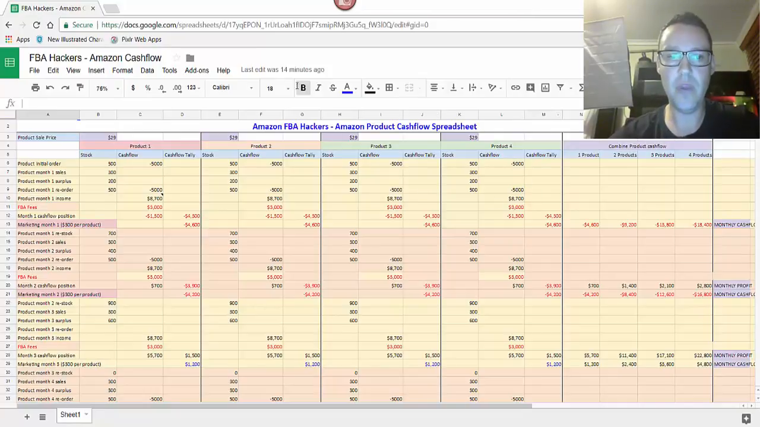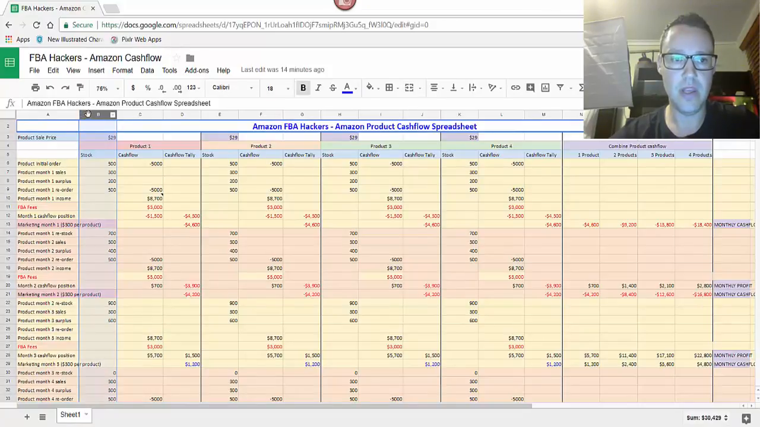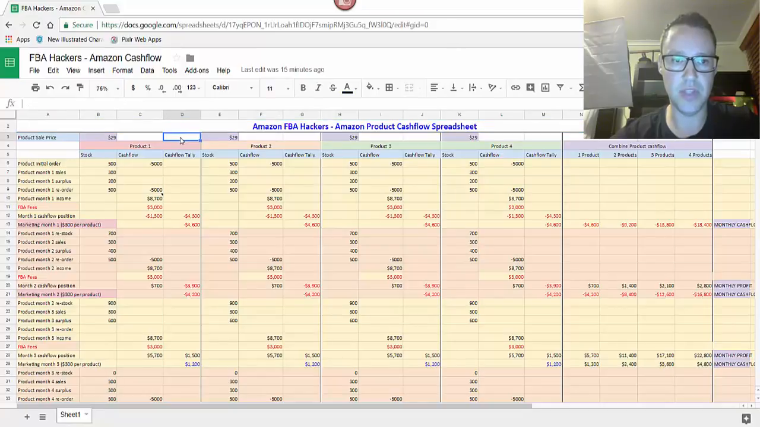So I'm going to start over here on the left. What I want to do here is have a look at these columns, B, C, and D, because this is product 1. So let's focus here on columns B, C, and D. For product 1, we've got the titles of what each row is here on the left. But let me just explain. I've broken this up and color-coded it as well, just to make it a bit easier to follow.